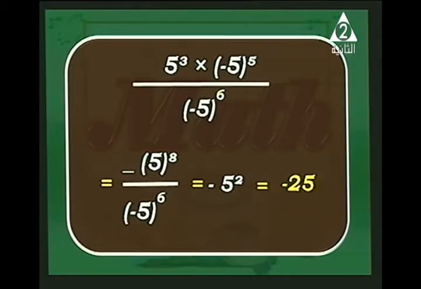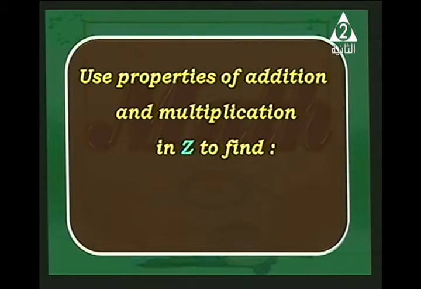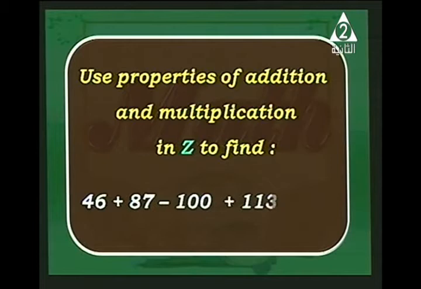Another example, use properties of addition and multiplication in Z to find 46 plus 87 minus 100 plus 113 plus 154. You know that addition and subtraction have some properties, which are the closure property, commutative property, associative property, additive inverse, and neutral element. Then look carefully at this problem.